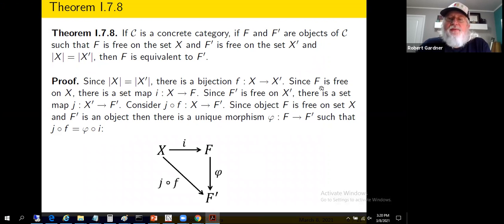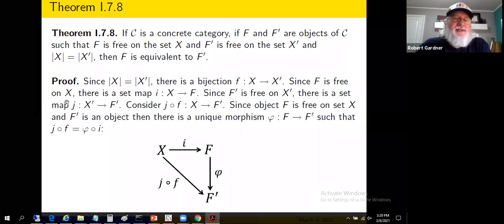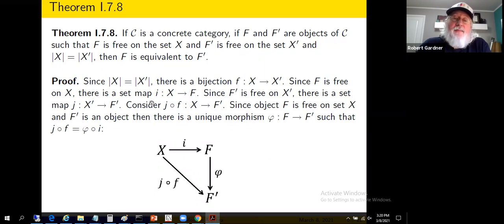Now, object F is free on set X, hypotheses. So there's a set map I from X to F. Since F prime is free on X prime, there's a set map J from X prime to F prime. Definition of free.